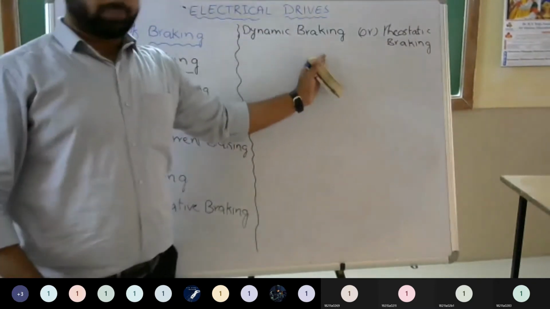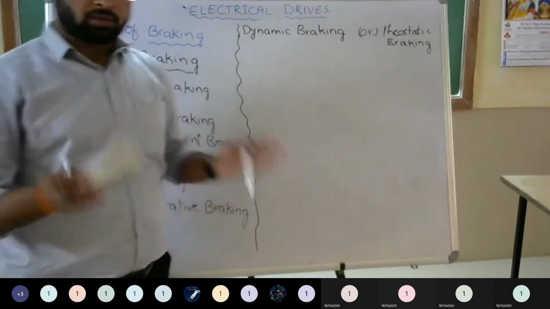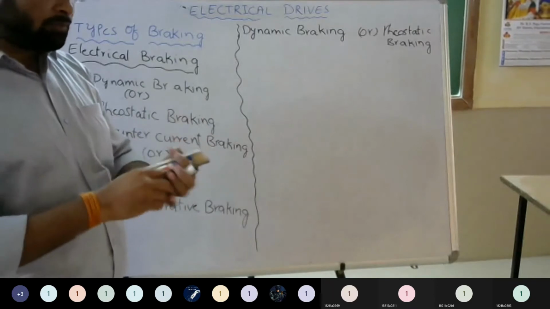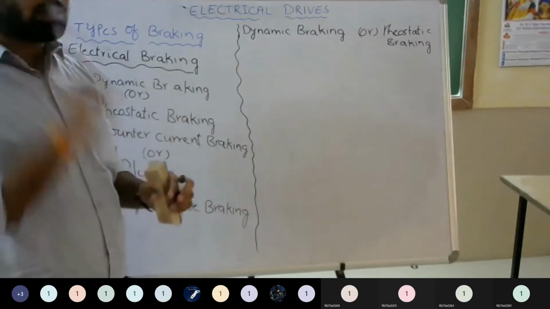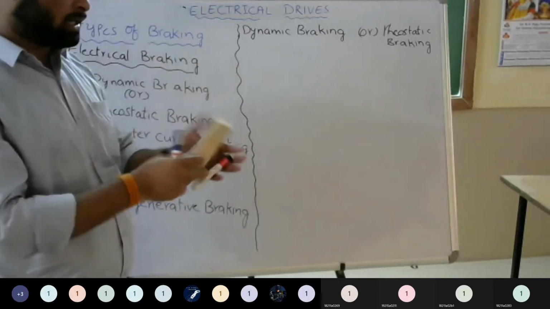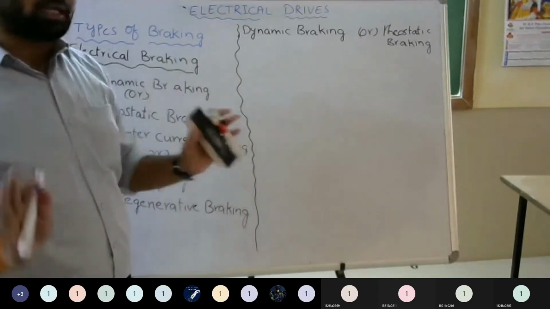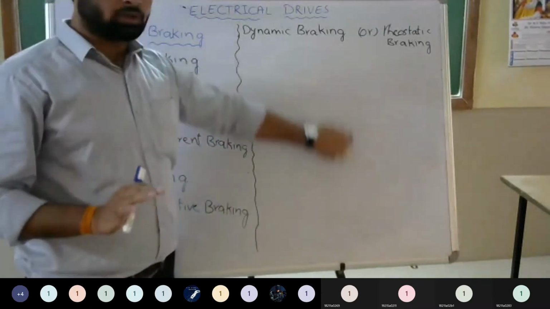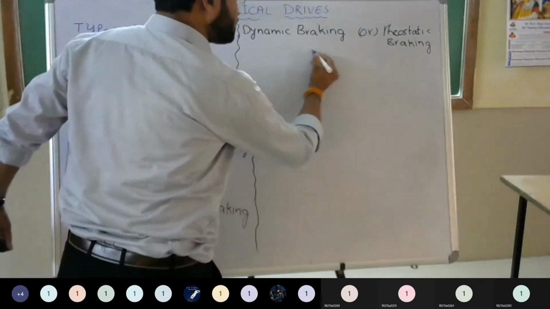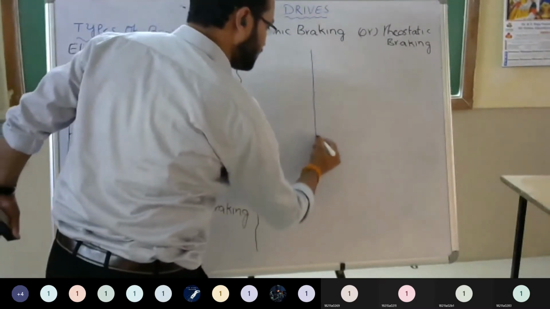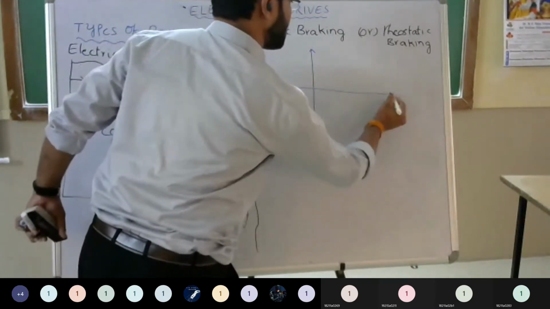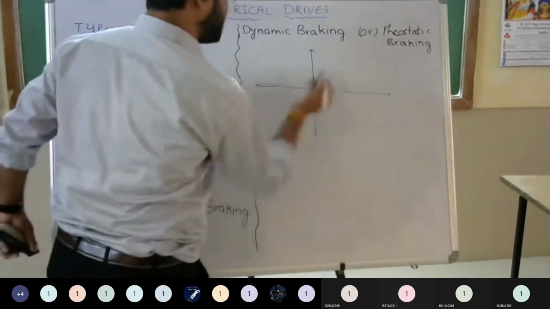So before going with braking, first we'll understand that one. In this chapter, we started with the definition. After that, we went with the speed torque equation. Even though it is a motor or a load, the main important thing in each and every chapter is the speed torque equation. So before going to the braking, we drew the speed torque characteristics, right?